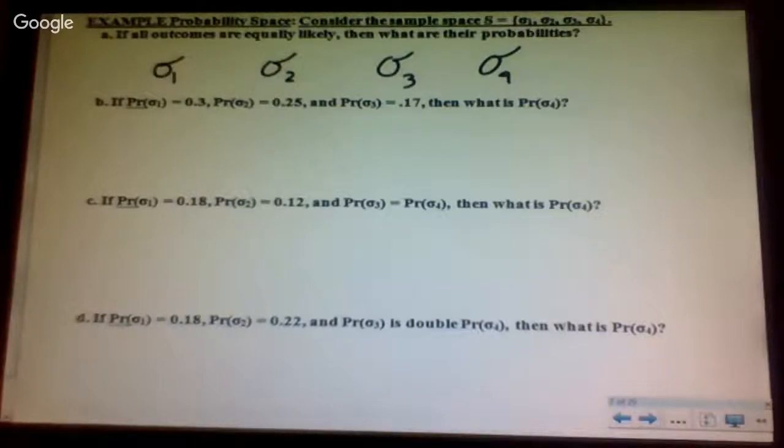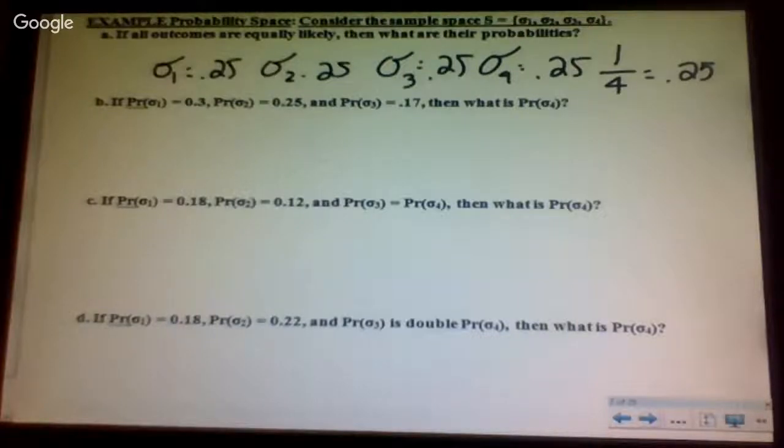Okay. So think about it. If I have a probability of 1, and I'm splitting that between 4 different sections, that's 0.25. So each one of these will have a probability of 0.25. In the next one, they give us the probability of 1, 2, and 3. They want us to find the probability of 4.